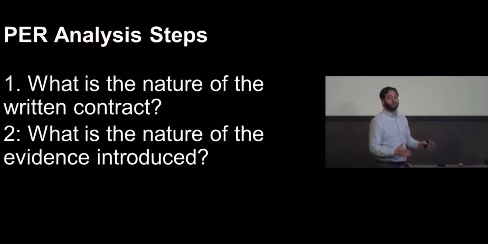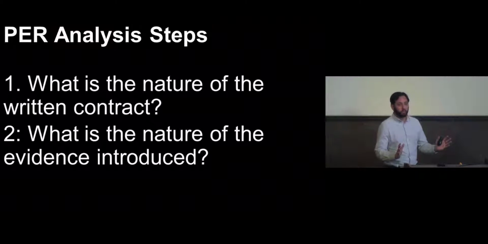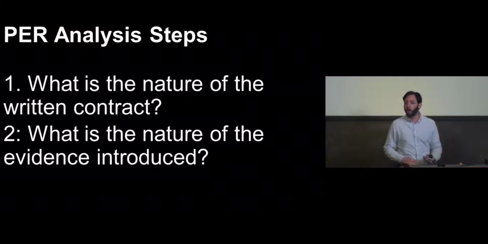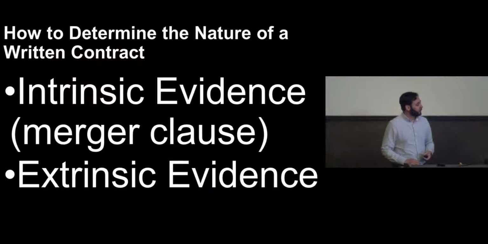The first step is determining the nature of the contract. Is the contract unintegrated or integrated? And if it's integrated, is it fully integrated or is it only partially integrated? And so that's step one, or you can think of it as step 1A and step 1B. Once we've understood the nature of the contract, we can then ask, what's the nature of the evidence? Because depending on the nature of the evidence, we may or may not admit it.